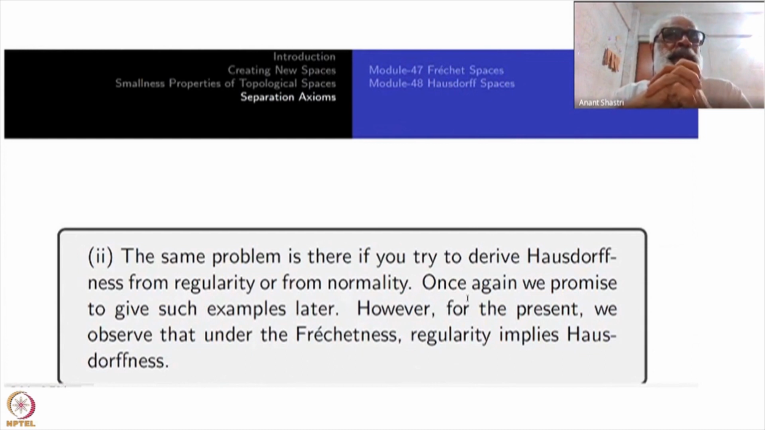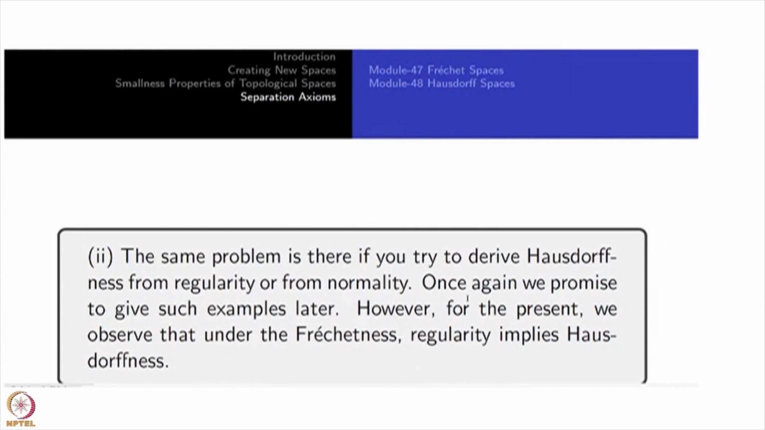Under Frechetness, regularity implies Hausdorffness. Normality implies regularity. Therefore, it will imply Hausdorffness also. So that may be one of the reasons why Frechet, even in his definition of topology itself, put that one.